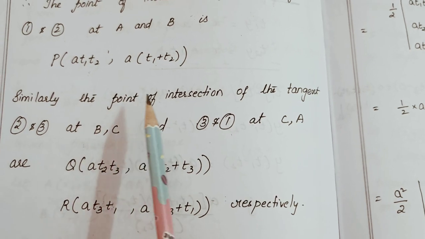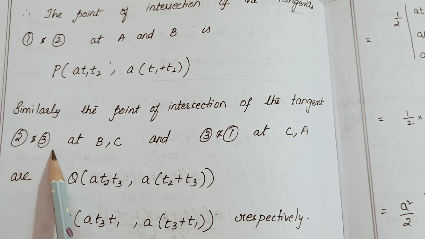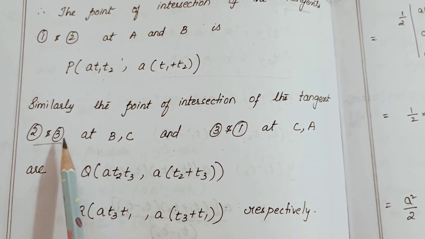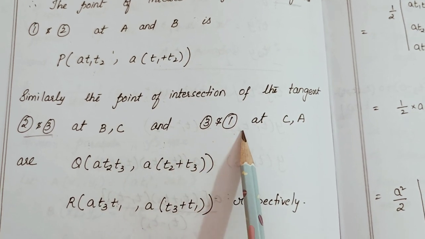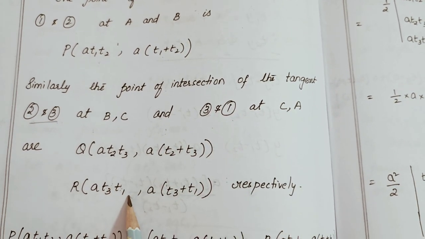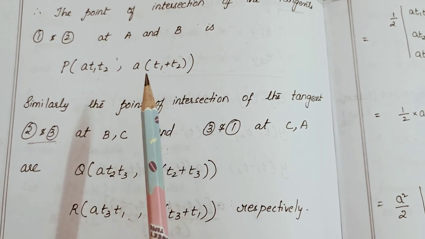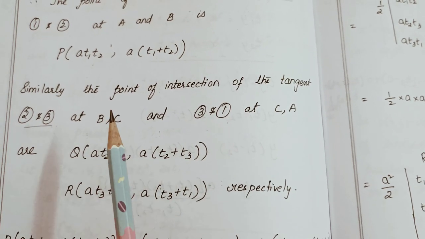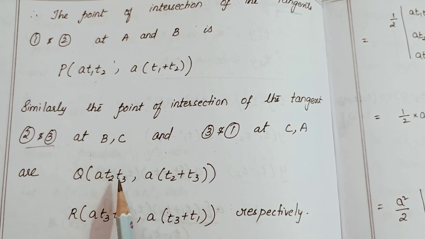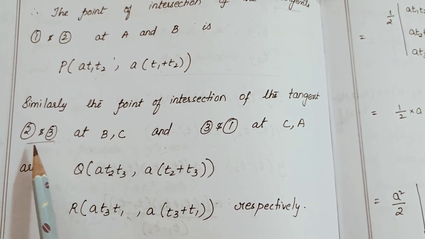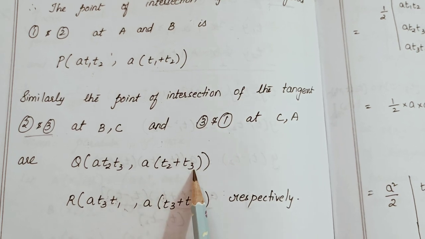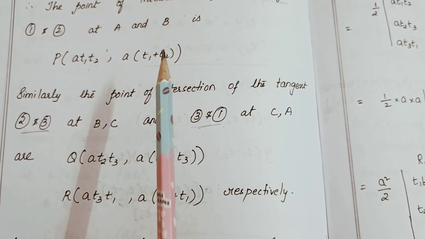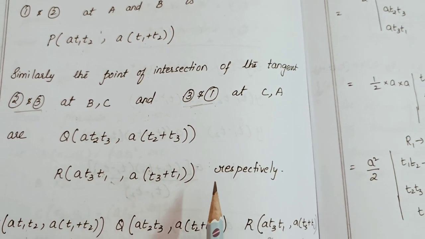Similarly, the point of intersection of tangents 2 and 3. It means after solving the second and third equations, that is B and C, and the third and first, that is C and A, you will get these values. Similarly, you will get x and y for these two equations and these two equations. For solving 2 and 3, just t1, t2 will change to a t2t3, t2 + t3. For 3 and 1, t3, t1. Same values, only changing the numbers.